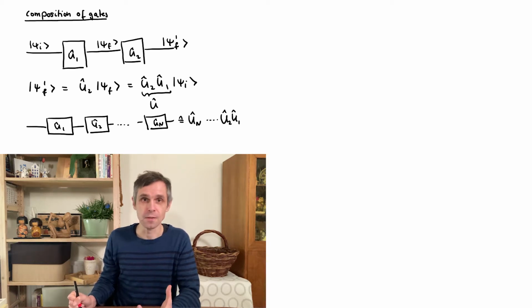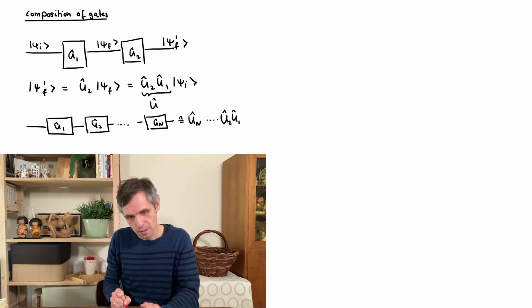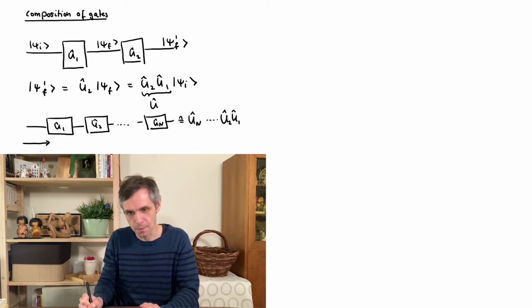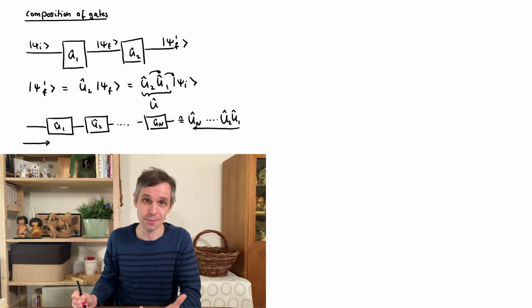And the main thing of note here is the order of the indices. So for us, time is always running from the left to the right. But when we apply these operators, then they meet the state always from this side. So therefore, the indices come out to be ordered in the opposite direction. And this is something that one really needs to keep in mind when one does these compositions.